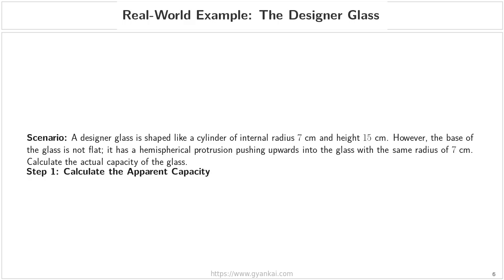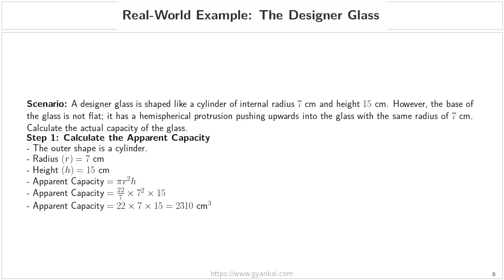Step 1, we first need to find the apparent capacity. As we learned, this is the volume of the outer container as if it were completely empty. Since the outer shape is a cylinder, we use the formula pi r squared times h. Plugging in our values, we have pi, which we'll take as 22/7, times radius of 7 centimeters squared, times a height of 15 centimeters. When we calculate this, 22 divided by 7 times 49 times 15, it simplifies to 22 times 7 times 15, which gives us an apparent capacity of 2310 cubic centimeters.